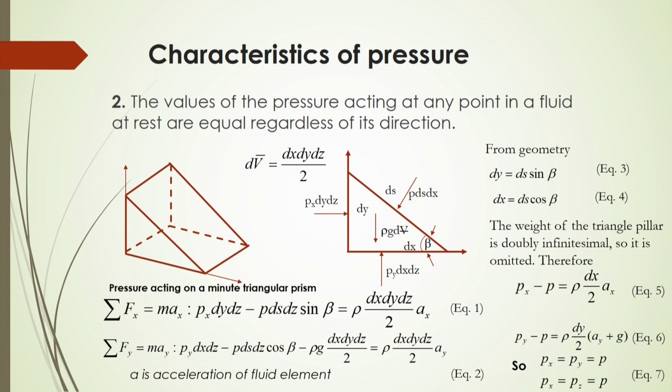So, the values of the pressure acting at any point in a fluid at rest are equal regardless of its direction. See the diagram here. Suppose this is one container, here this is called a triangular prism. Here some liquid is there. So, how does pressure act on a minute triangular prism there?